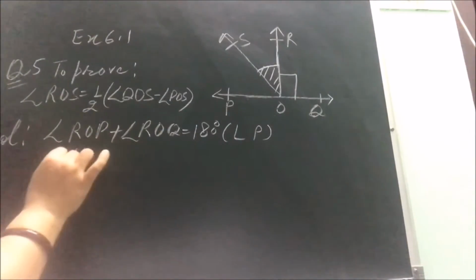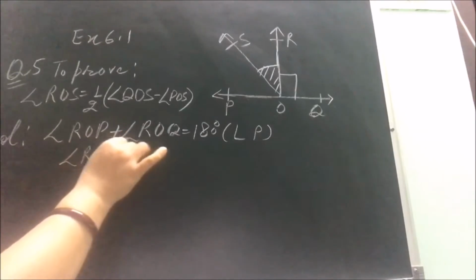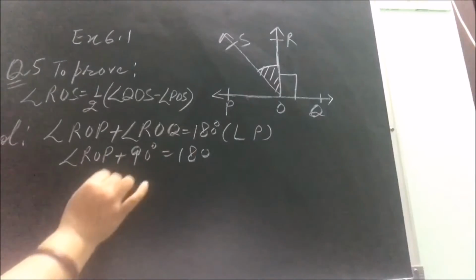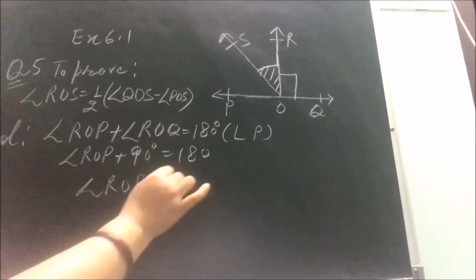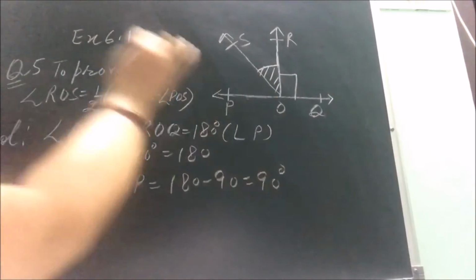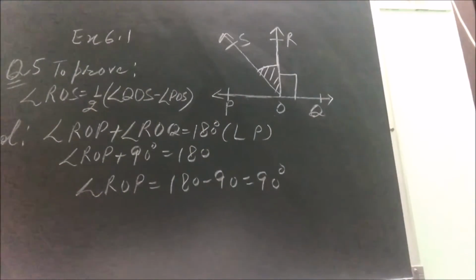ROQ is 90. So we replace it by 90 degree. So in this way, the value of ROP is 180 minus 90, that is 90. So angle ROP is 90 degree.